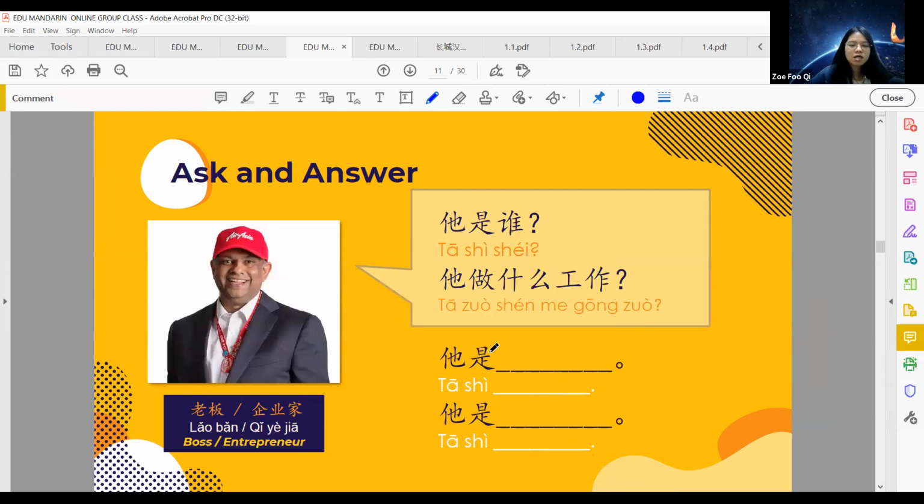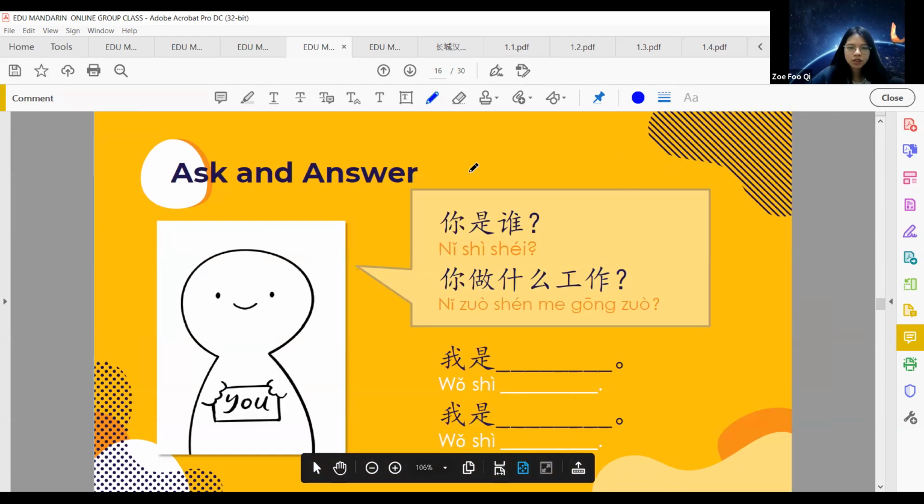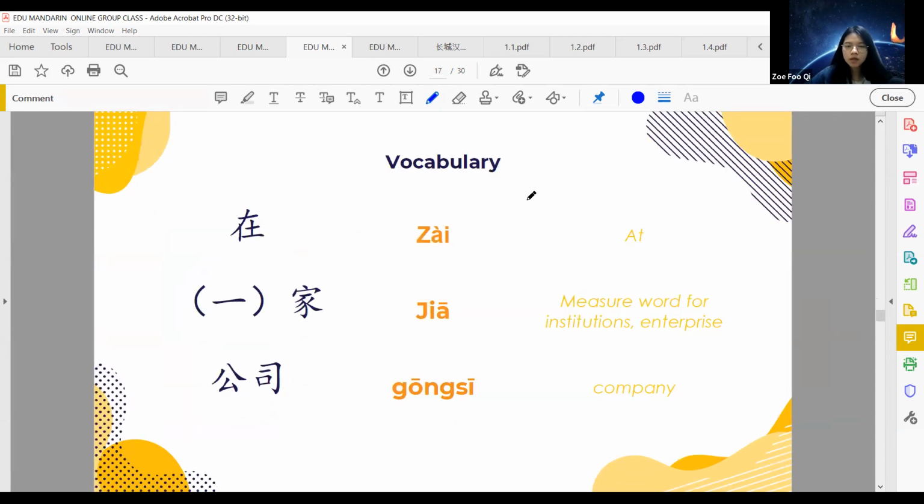Okay, 他是谁？他是 Tony Fernandez。他做什么工作？他是一名企业家。And so on. Okay, and then this one is actually you can try it. Okay, then this one is 在, which can be on or in. You can all use this one. So this one in Malay it is di. Okay, this one is jia, which is the measure word for institution or enterprise. If it is not the measure word, then this one will be the house or your home.